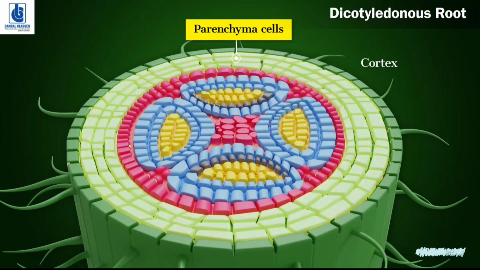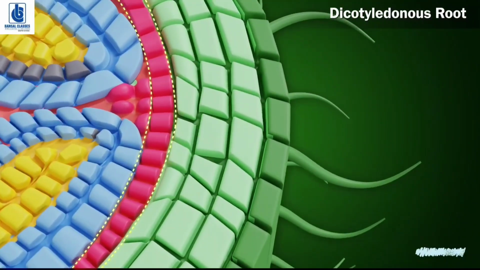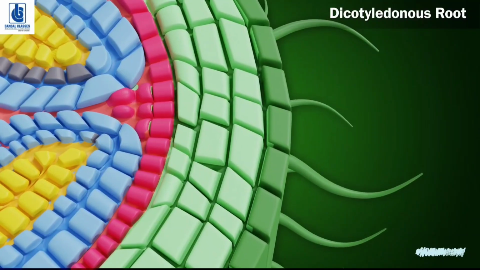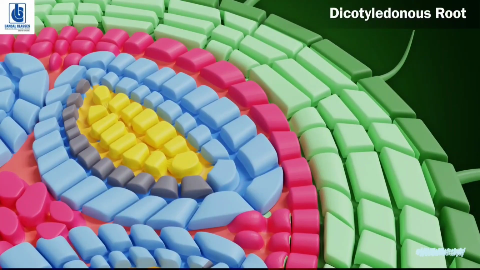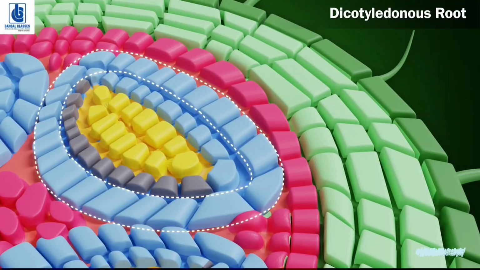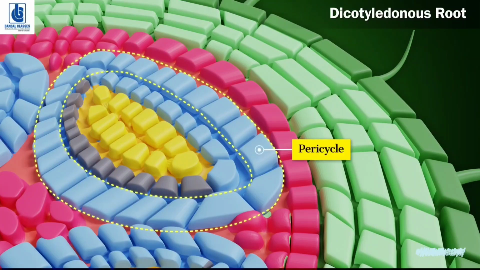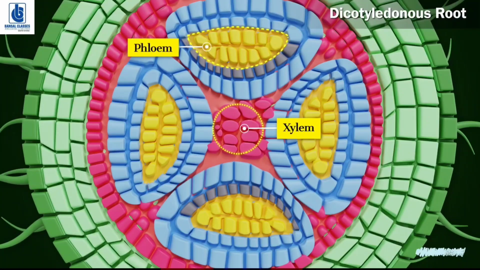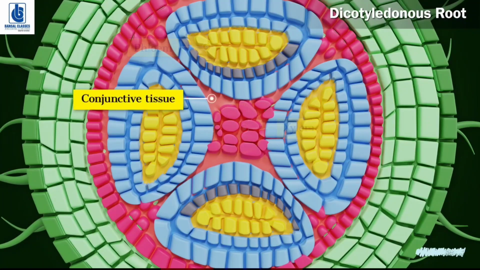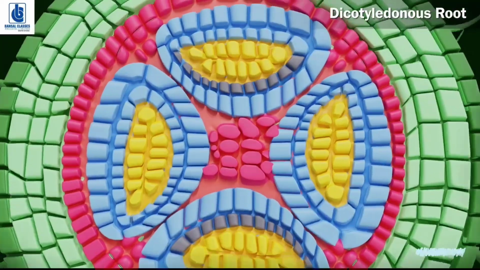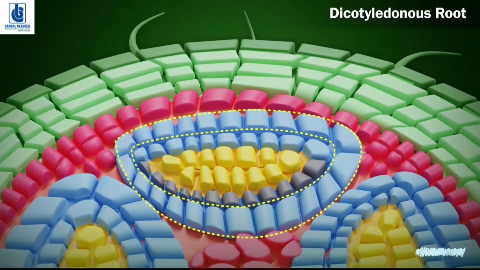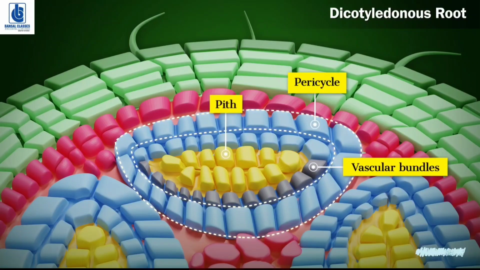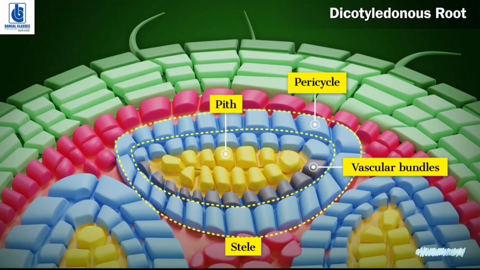The innermost layer of the cortex is called endodermis. Next to endodermis lies a few layers of thick-walled parenchymatous cells referred to as pericycle. The parenchymatous cells which lie between the xylem and the phloem are called conjunctive tissue. All tissues on the inner side of the endodermis, such as pericycle, vascular bundles, and pith, constitute the stele.